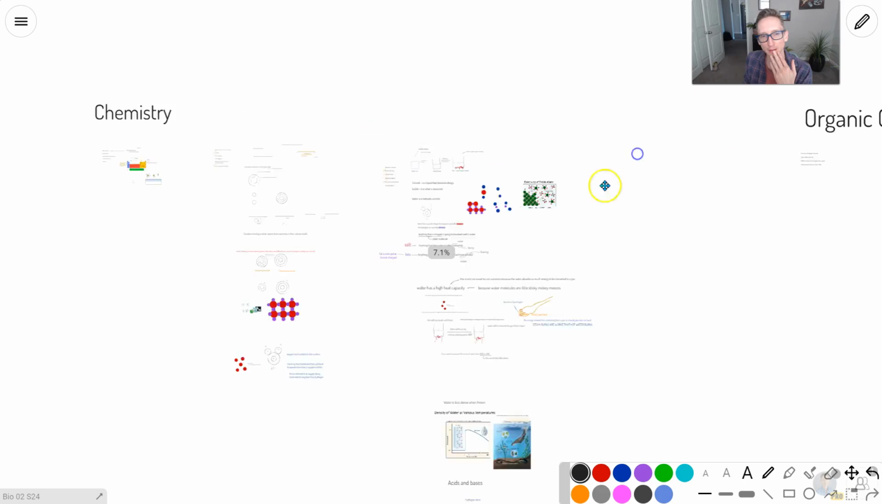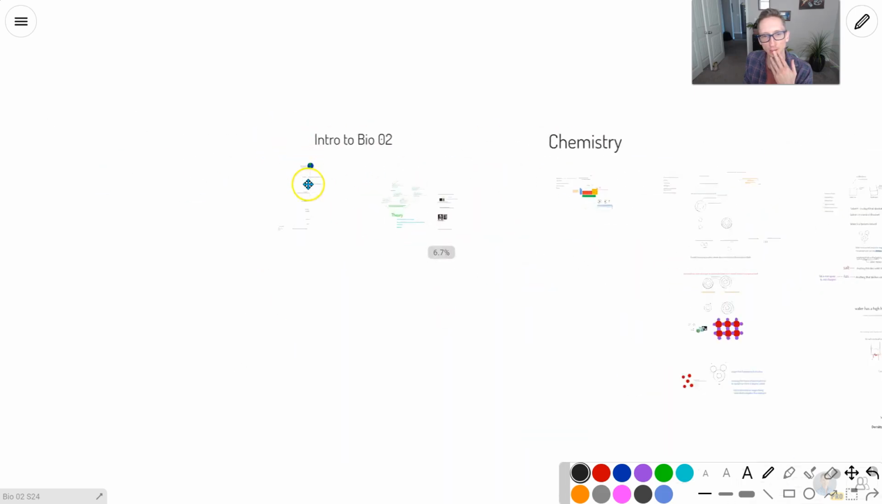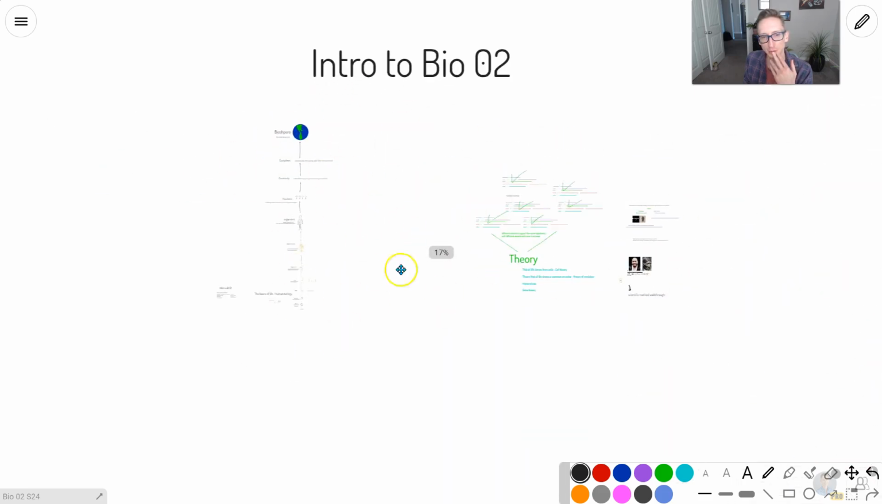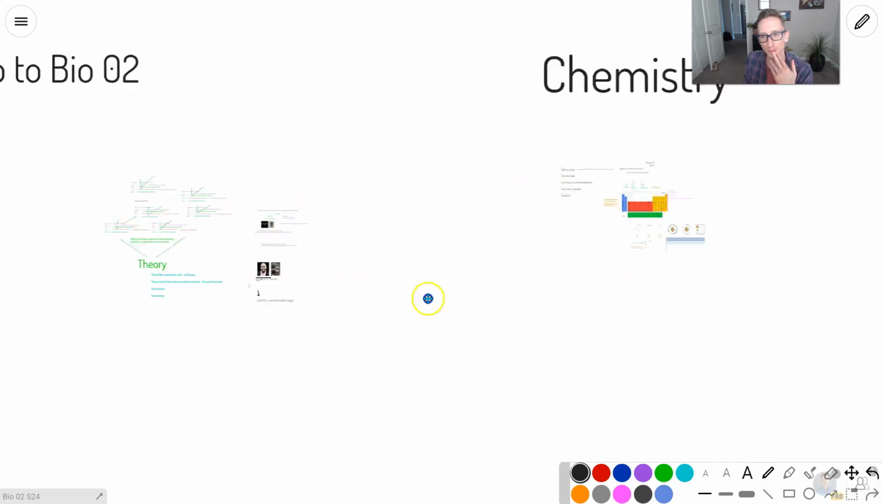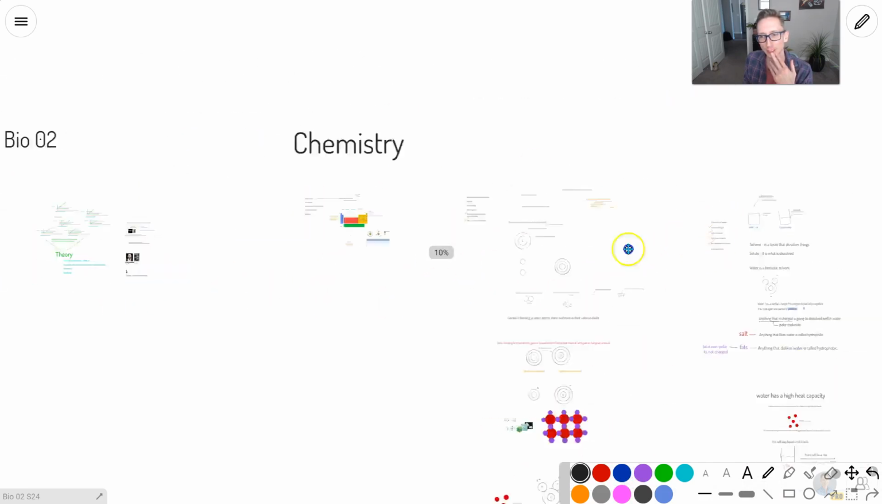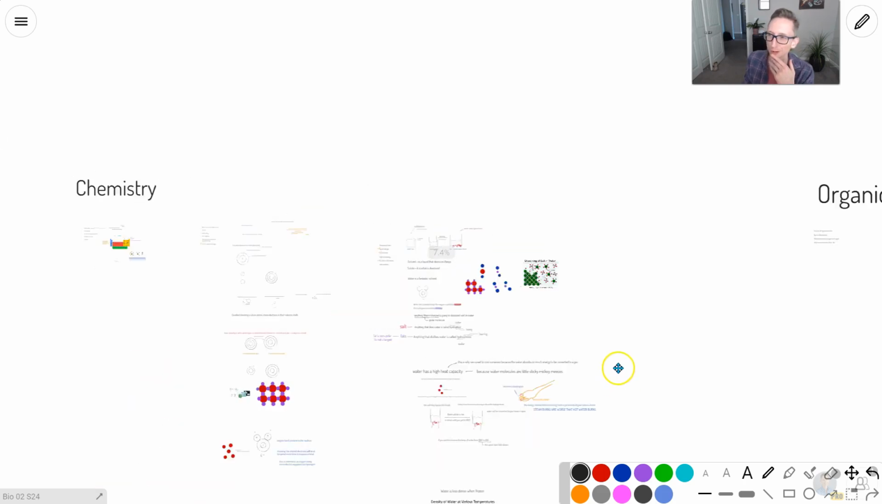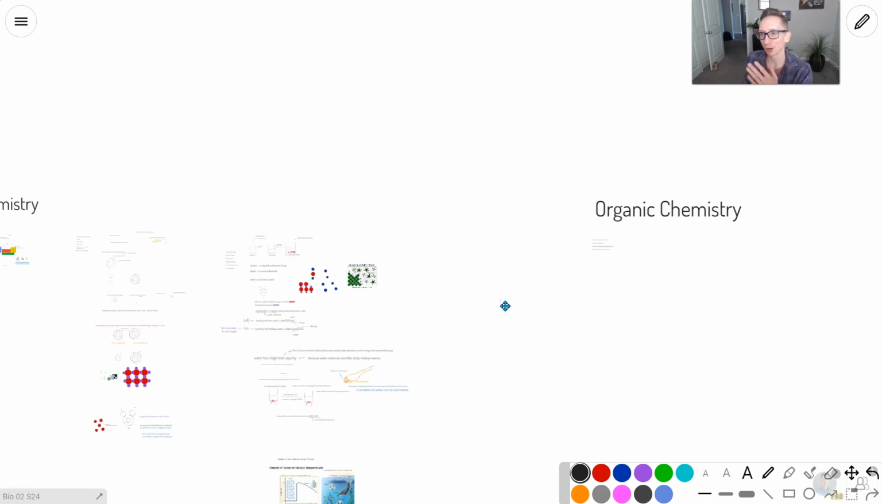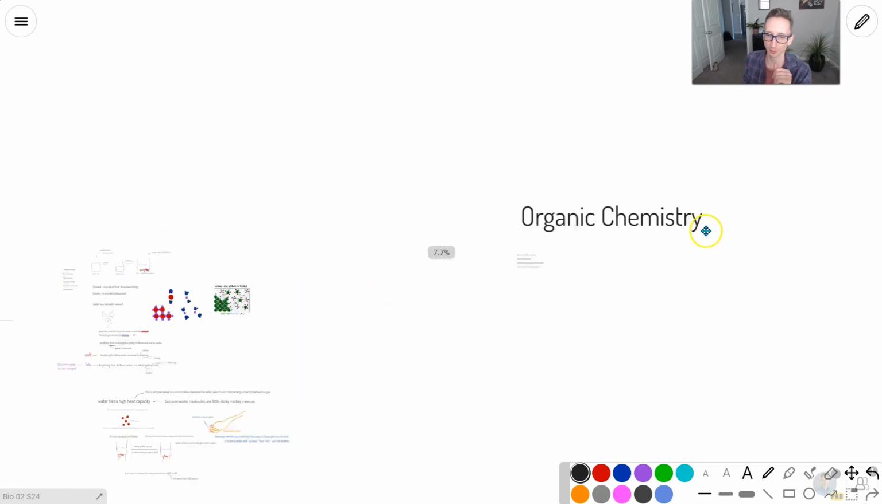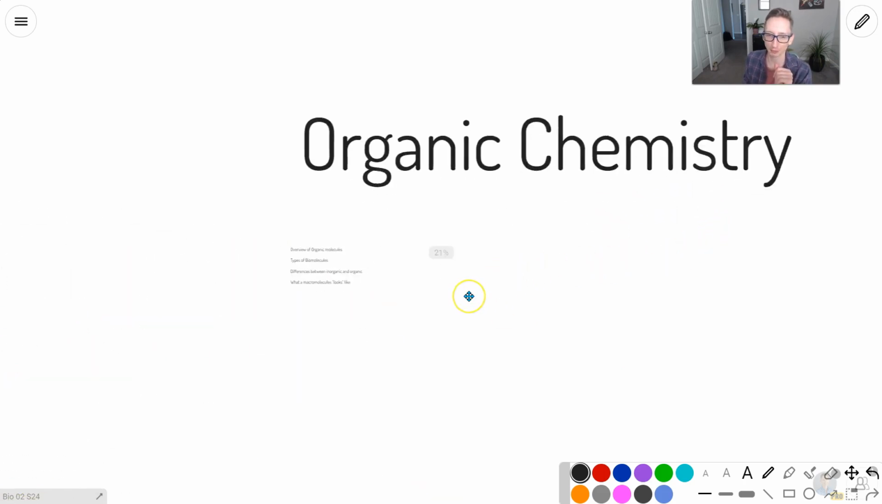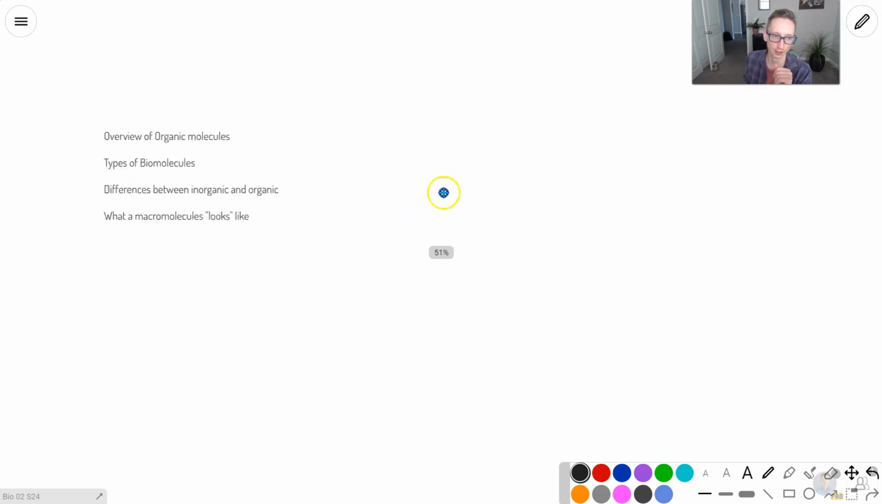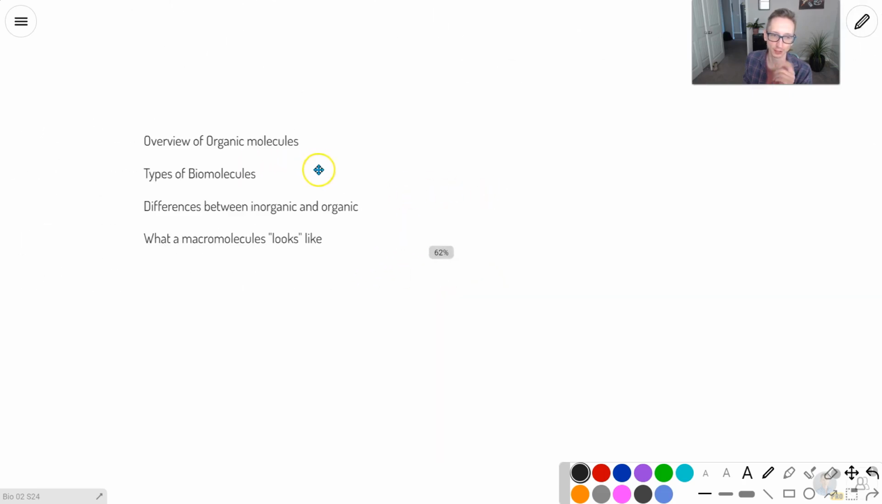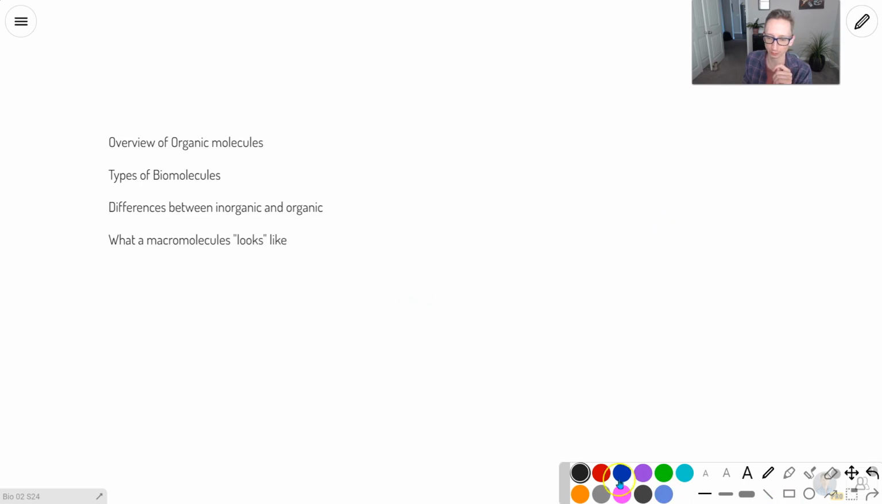So we talked about kind of an intro to the course. We talked about different levels we're going to be talking about: scientific method, chemistry, special properties of water. We're building our way up to a cell and then to tissues, and then we're going to get into organs and organ systems. So organic chemistry, what the heck is this? What is an organic molecule? This is what we're going to go over today in this little lecture.